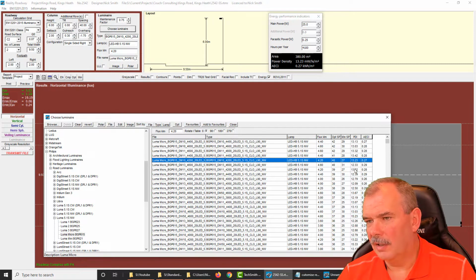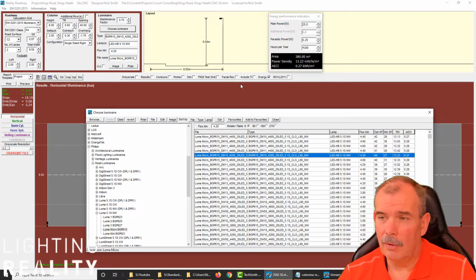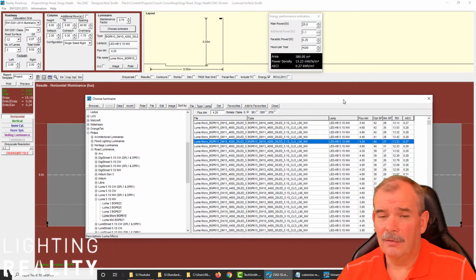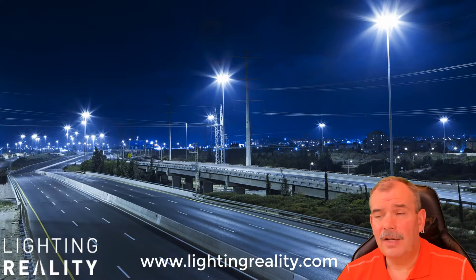It's got a very slightly lower power density value. Power density is watts per lux per square meter, whereas the annual energy consumption indicator is kilowatt hours per meter squared. Obviously those values are derived from the spacing, the width of the road that we know, the light level that we've calculated, and we can calculate both of those values based on luminance or illuminance. So that's a quick overview of the energy calculations.